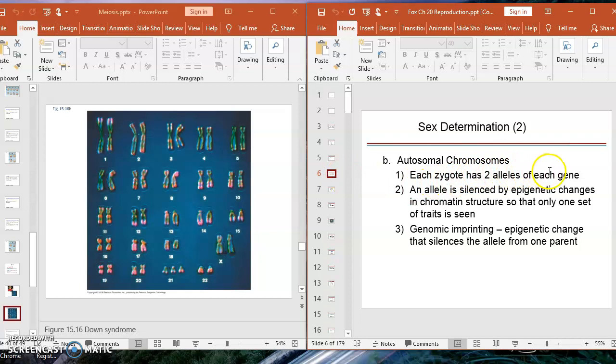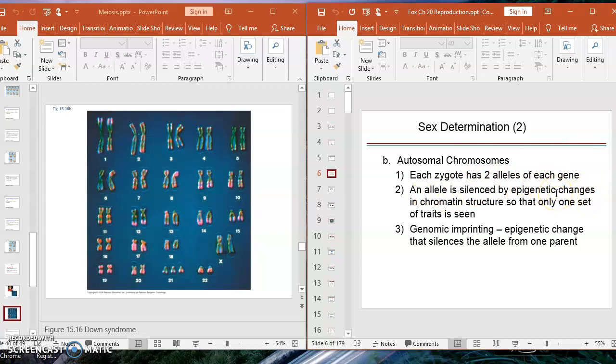Each zygote has 2 alleles of each gene because one allele came from mom and one came from dad. Okay? An allele, by definition, is an alternate form of a gene. So mom would give an eye-color gene and dad would give an eye-color gene, to say it another way. Now, in most cases, both alleles can be expressed. Then we'd have to get into recessive and dominant determinations and everything. But in most cases, both will be expressed. However, an allele can be silenced by epigenetic changes.